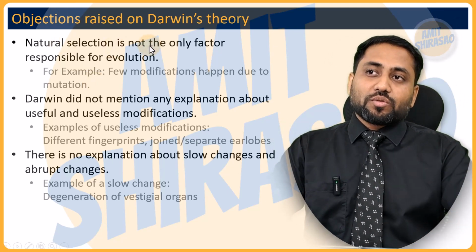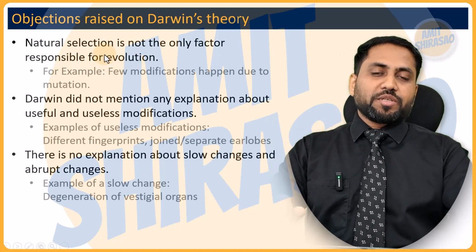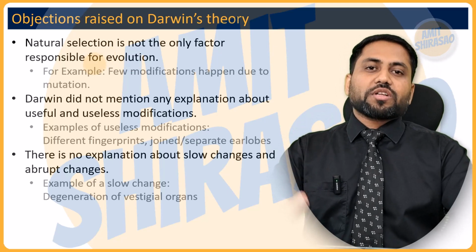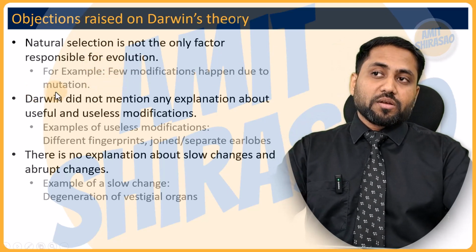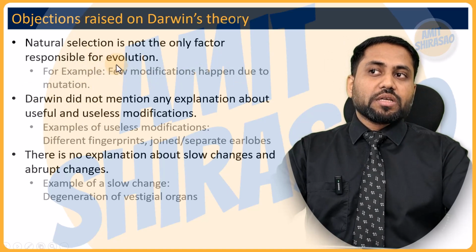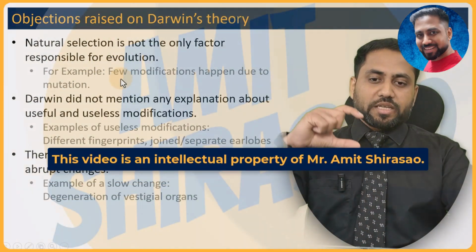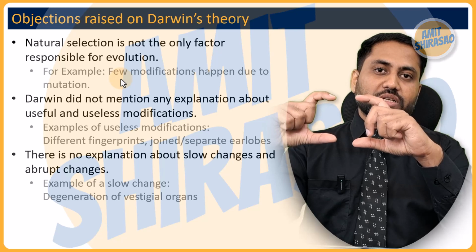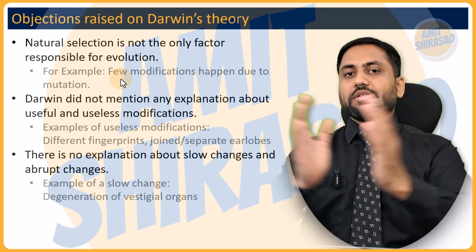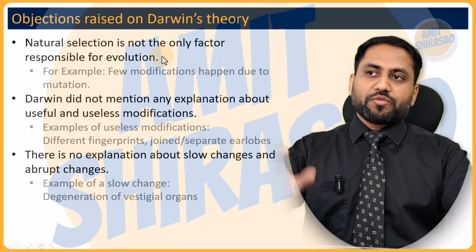So natural selection is not the only factor responsible for evolution. This was the first objection. That means there must be some other factors also. What are these factors? A few modifications happen due to mutation also. So that is another reason for evolution. I told you earlier that the theory of natural selection, then Lamarck's theory of use and disuse of organs, and mutation, all these three are responsible for evolution. So natural selection is not the only factor responsible for evolution.